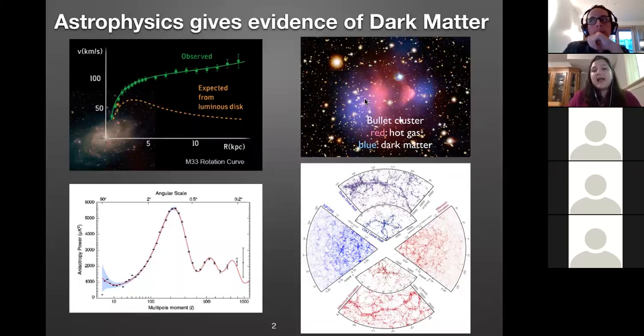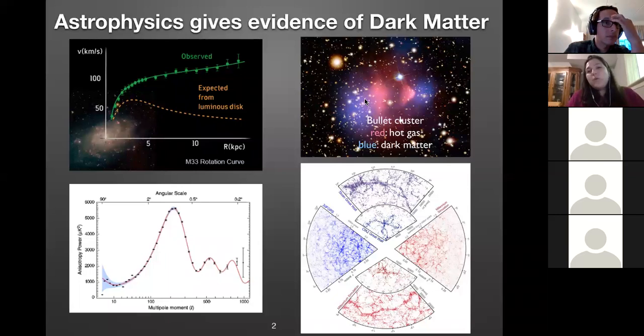As things collide, the gas hits other gas, gets heated up, and emits light. But the main bulk of the matter is in dark matter, and it just goes through unimpeded. It's not getting warmed up by hitting other regular matter. It's not getting warmed up by hitting other dark matter. And so this is not anything we have a model for in our standard physics.